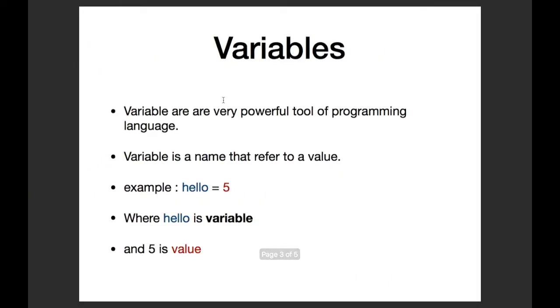So variables are very powerful tools of a programming language. A variable is a name that refers to a value, as we all know. Let's consider an example. We define hello is equal to 5, where hello is the variable and 5 is the value. So in Python, we don't have to define the type of the variable. It automatically recognizes the type of the variable. Here the type of the variable is integer. So you don't have to define the variable type like in C++ or Java. You just assign the value of the variable, that's all.